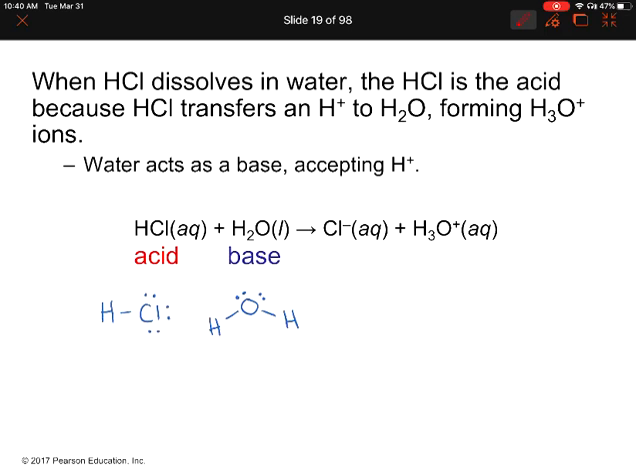So one of the lone pairs from our base, which in this case is water, is going to accept or grab onto the hydrogen from the acid. And then the electrons that are in the covalent bond between hydrogen and chlorine are going to stay with chlorine. So now we end up with our two products.